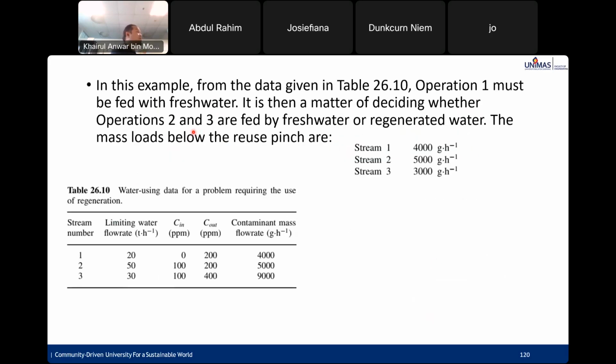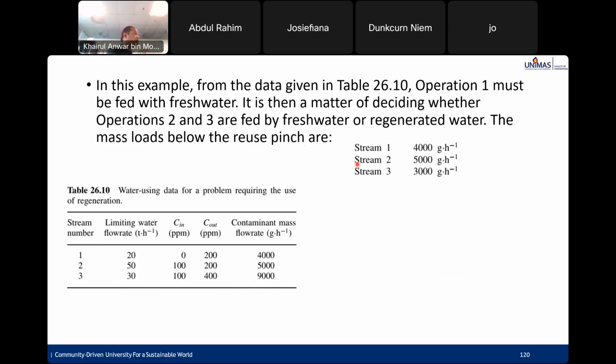In this example, from the data given in table 26.10, operation 1 must be fed with fresh water. It is then a matter of deciding whether operation 2 and operation 3 are fed by fresh water or regenerated water. The mass plot below the reuse pinch. So refer back to figure 26.2.